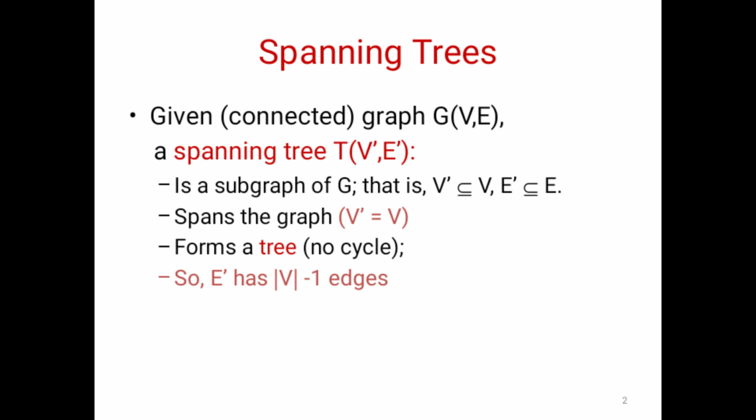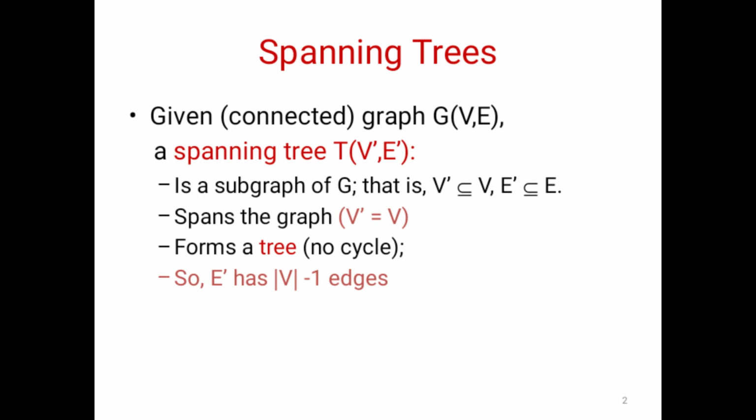It spans the graph, V dash is equal to V, and it forms a tree with no cycles, and it should have E dash edges, which means that it has V minus 1 edges. If a graph consists of 4 vertices, there will be 4 minus 1, that is 3 edges in the spanning tree. And what is a spanning tree?